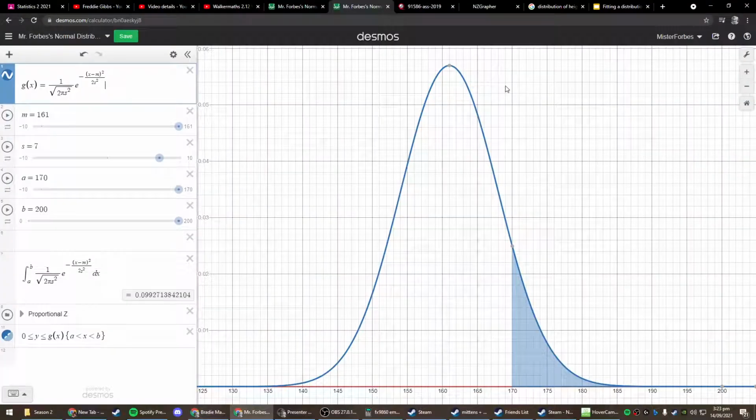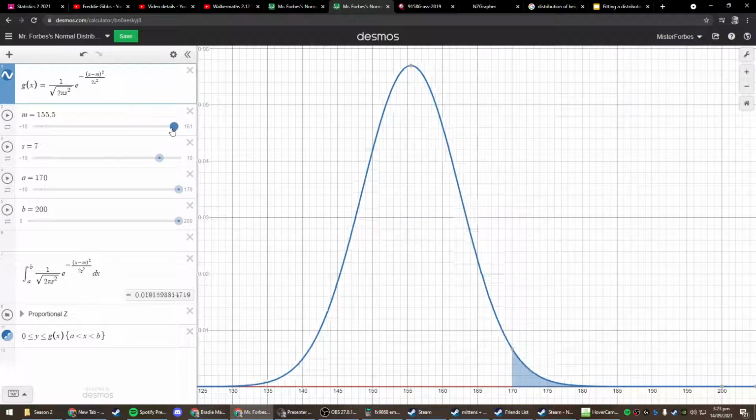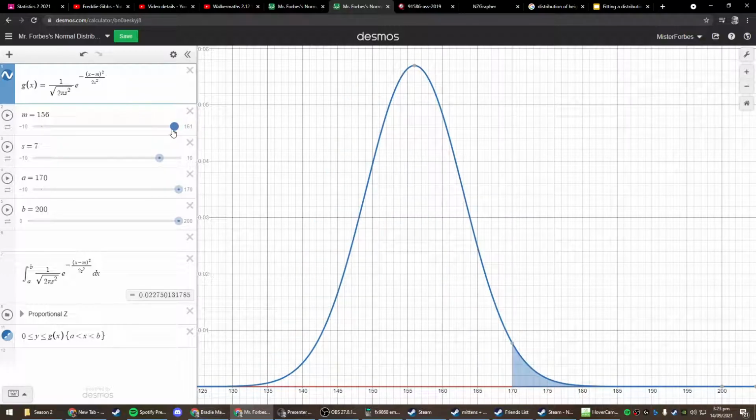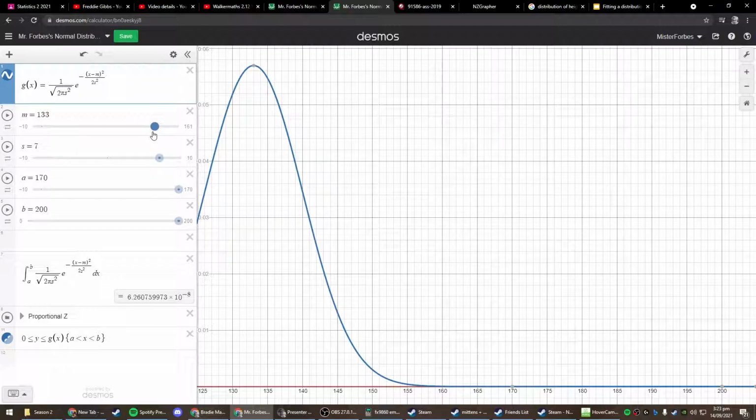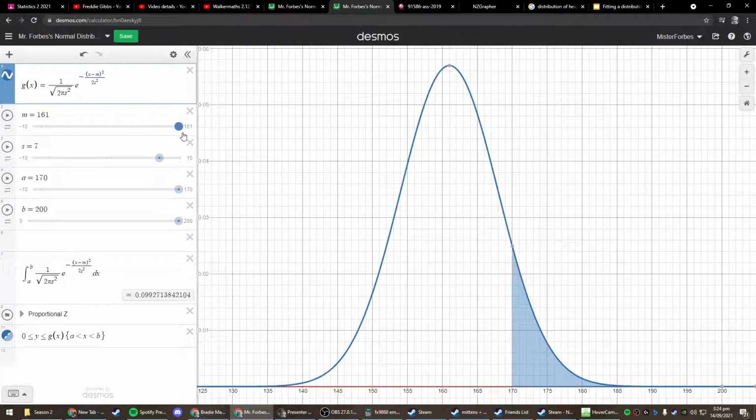Oh yeah, we sort of want to have a look. I'm going to show you some other stuff. Let's have a look at if we decrease the mean. Let's see what happens. So when you decrease the mean, it just shifts it to the left. Increasing the mean is going to shift it to the right.